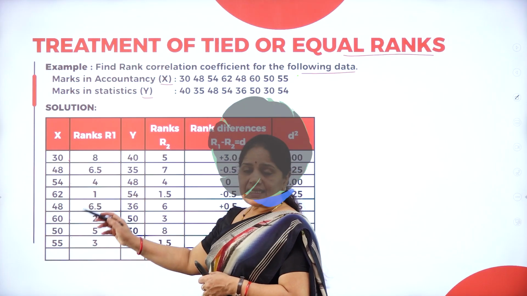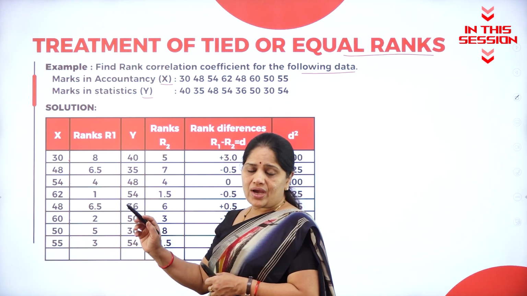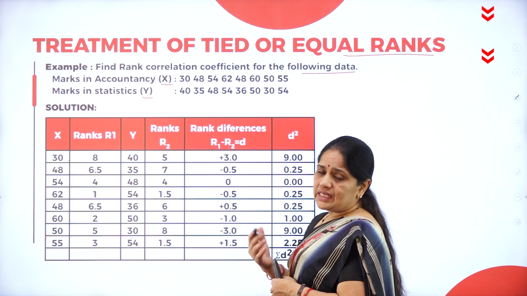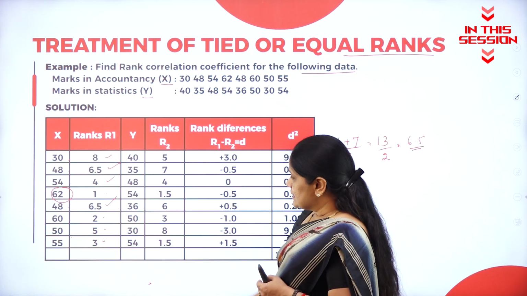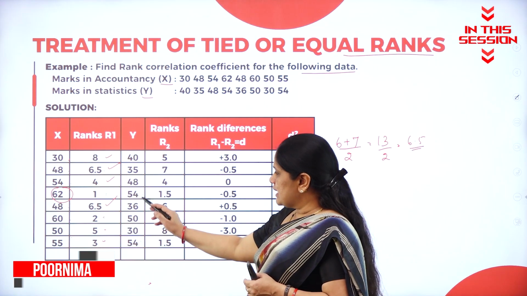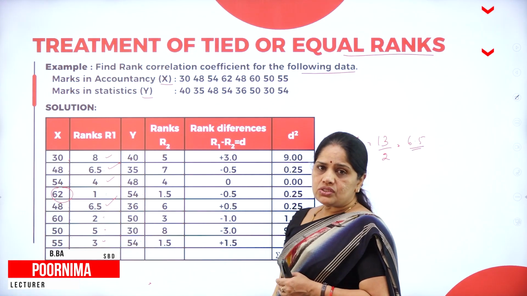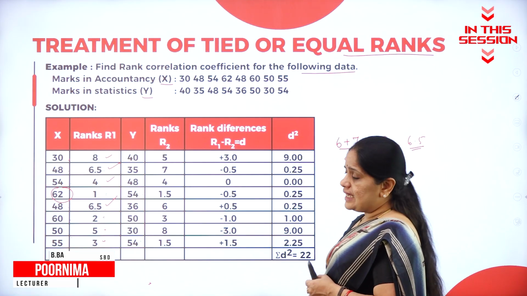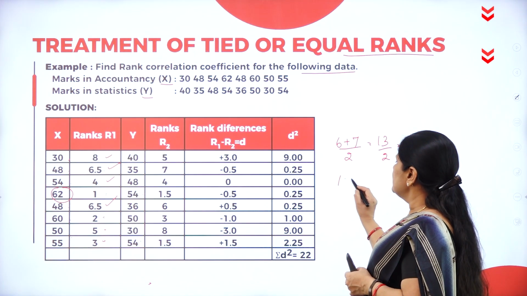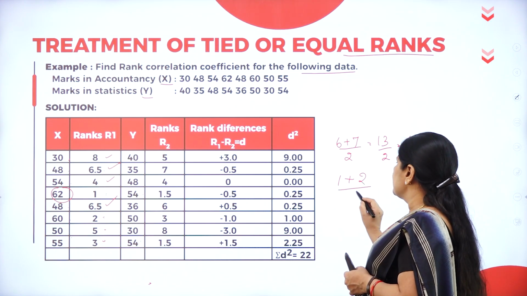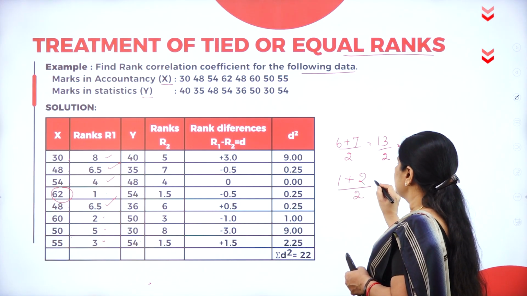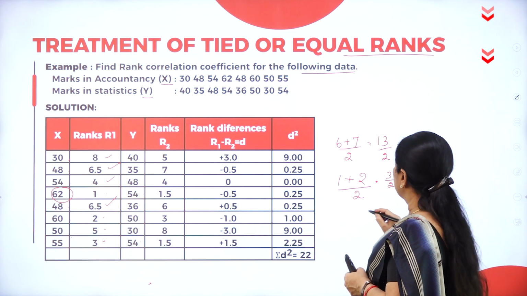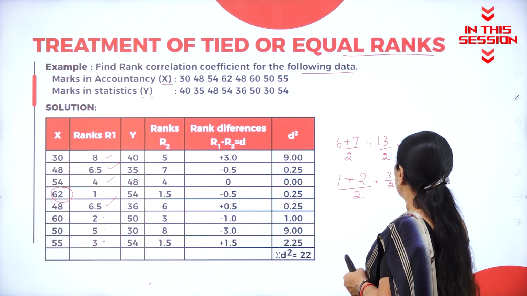I can take either the highest ranking as 1 or the lowest ranking as 1. So depending on your convenience, you can assume it. We can see the first score itself has been repeated. So the highest score is 54. So first and second ranks are repeated. So I take it as 1 plus 2 divided by 2. So 3 divided by 2, that will be equal to 1.5.